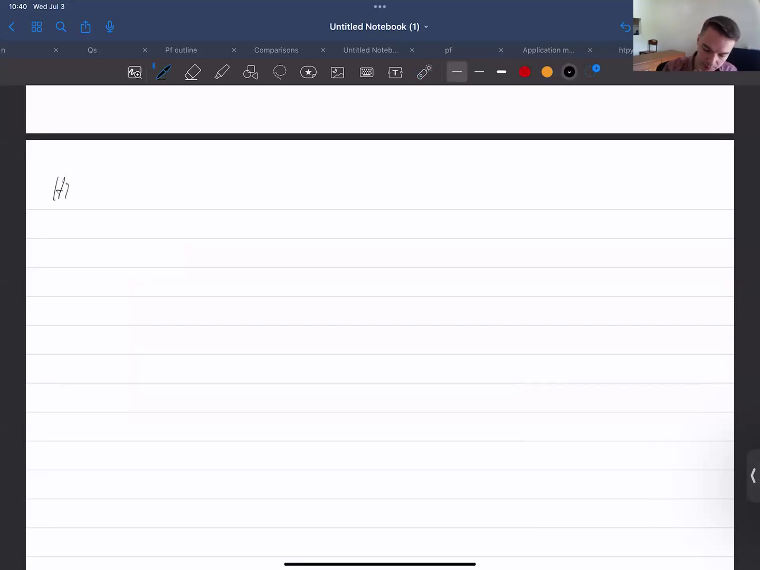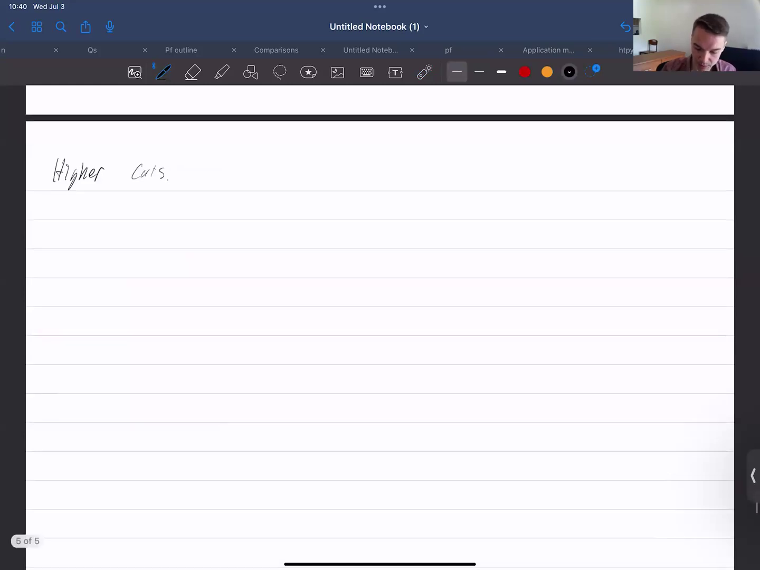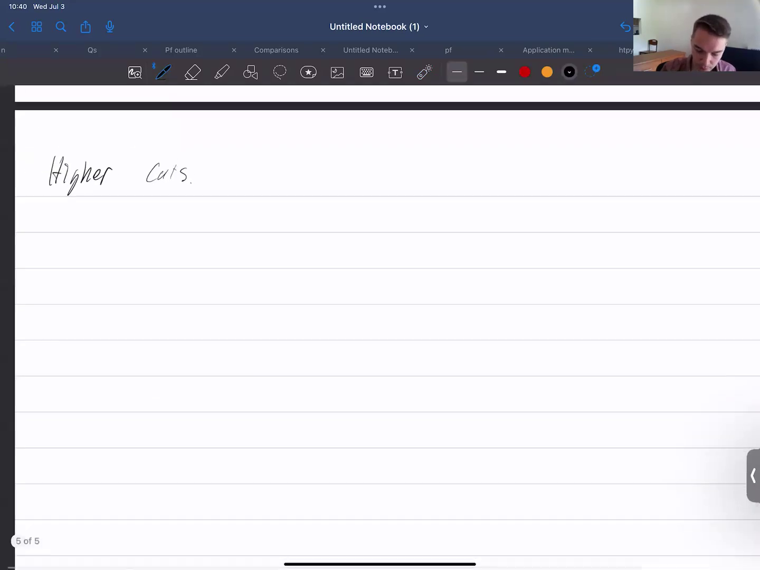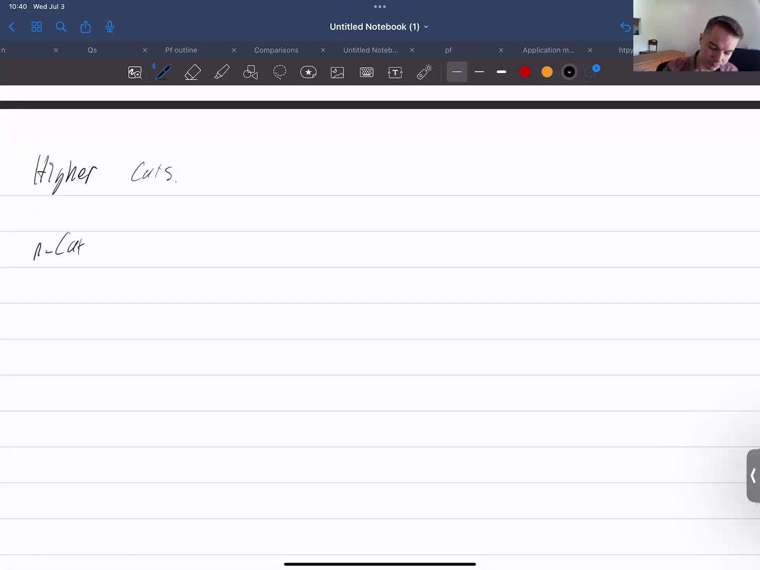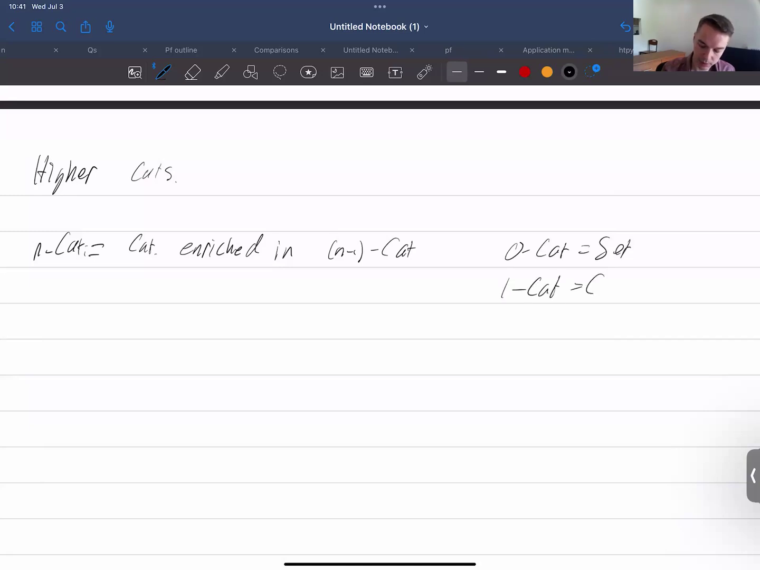Okay. So let me briefly recap some things about higher categories. We define an n-category to be a category that is enriched in (n-1)-categories. So it's an inductive definition, where you can consider, say, 0-cat is a set and 1-cat is the same as a category.